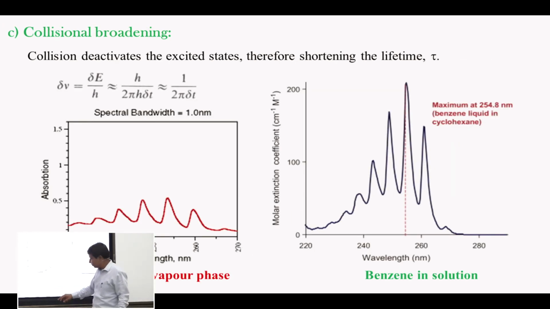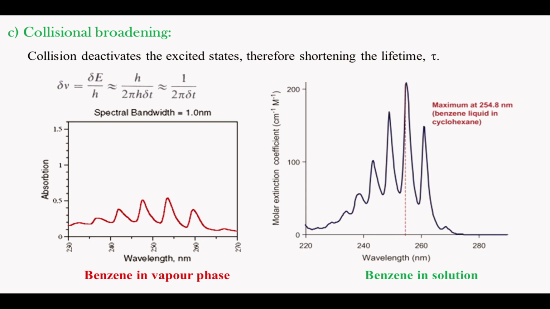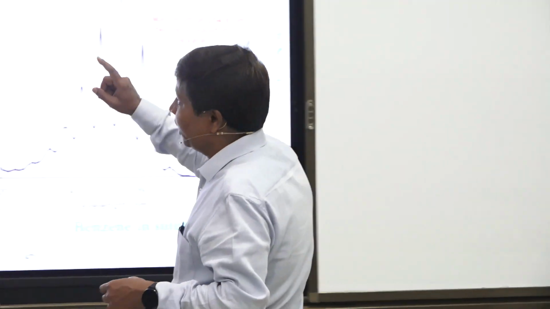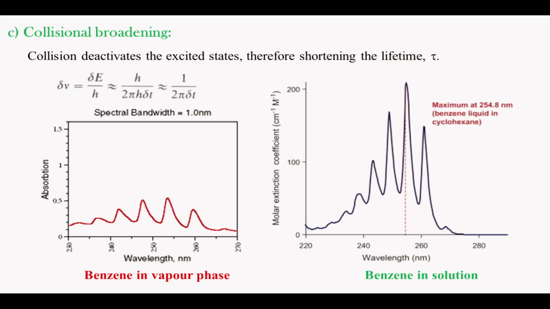And this one is collision broadening. Collision broadening means, as I said, there are different spectroscopists: some work in the gas phase, some work in solution, some in the solid. Gas phase spectroscopists say that solution spectroscopy is not the real spectroscopy because you have the effect of the solvent molecule. Because if you use a molecule in a solvent, then this excited molecule collides with the solvent molecule and comes back to the ground state. So its lifetime is less. So in solution, the lifetime is less, and if the lifetime is less, then the width goes up. So in solution, you see a broader band than in the gas phase.